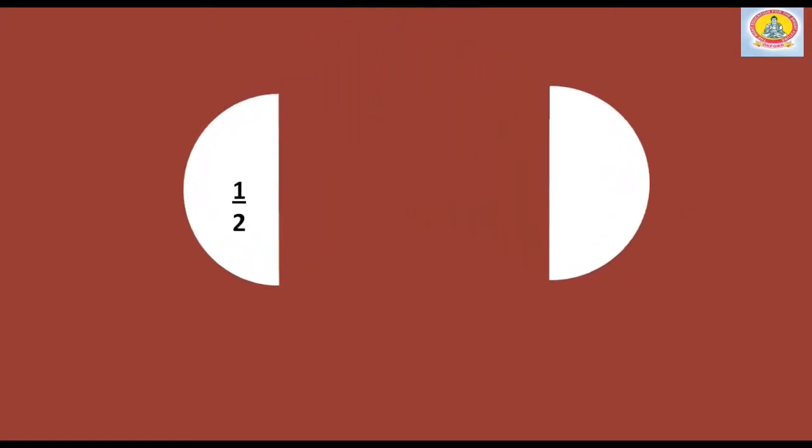Here is a circle. This circle is cut into two pieces, two equal parts. Each part is called 1 by 2 part of the circle.